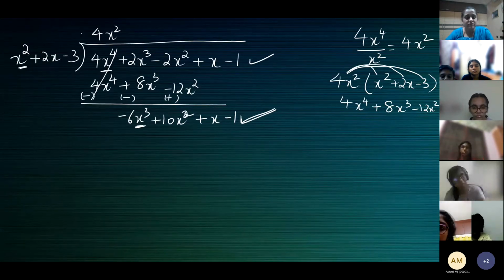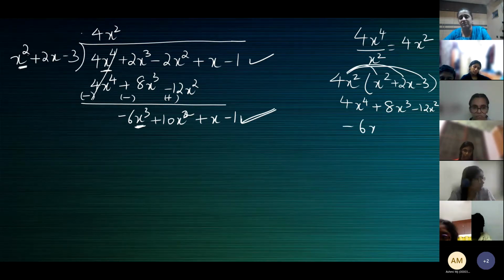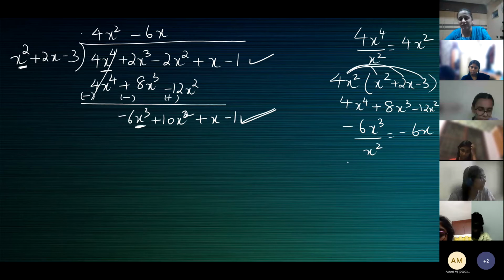So we need to divide the first term of the new dividend by the first term of the divisor. So it will be minus 6x cubed divided by x squared, which is minus 6x. That's the second term in the quotient. Now we need to multiply minus 6x with the divisor, x squared plus 2x minus 3.